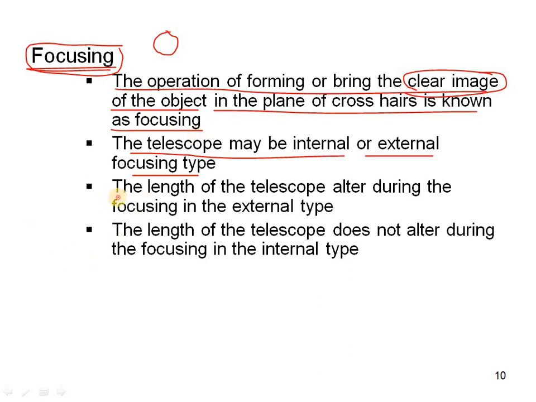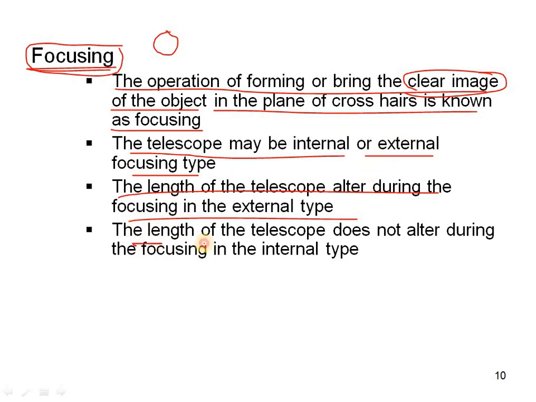The next is: is the length of the telescope altered during the focusing in the external type? So here in the telescope length we can see when we focus the object, when we rotate the screw, the length in the telescope will be changing. Somewhat the distance will be changing for making the clear object. So the changes will appear in the telescope.